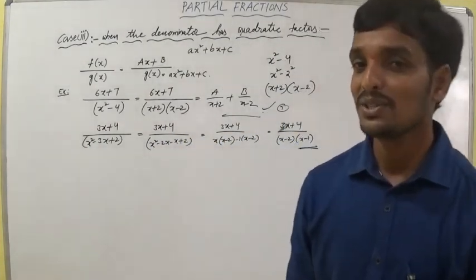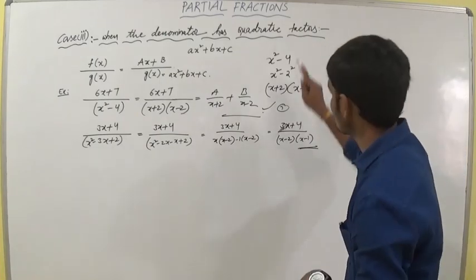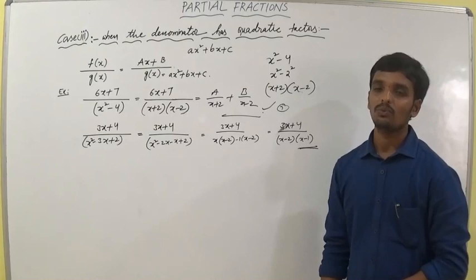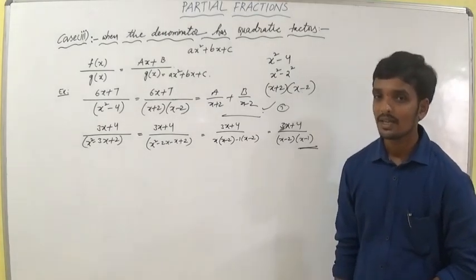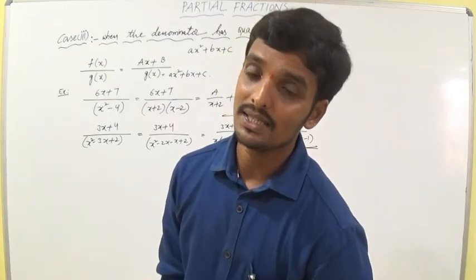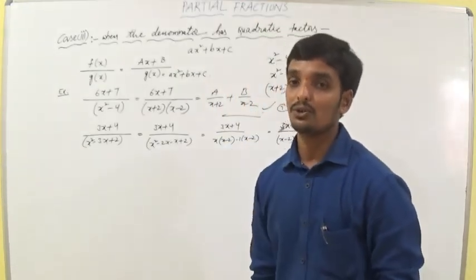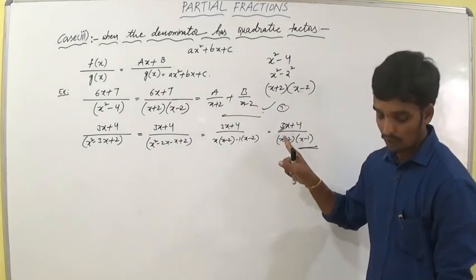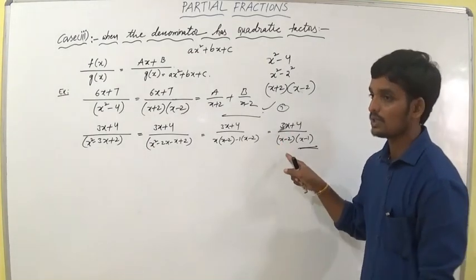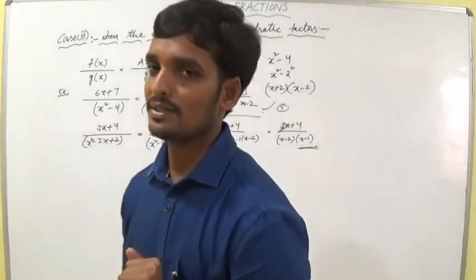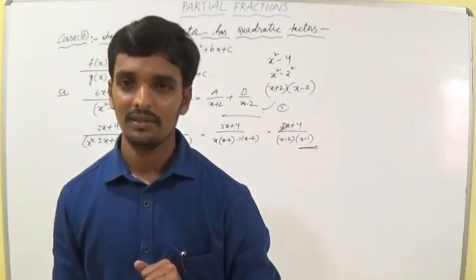So can we solve now by method 3? Can we write it like this, (ax plus b) by g of x form? We cannot. Why? Because the denominator can be factorized into 2 factors. The 2 factors are linear. So to solve this problem we are using case 1, that means non-repeated linear factors. Did you understand?